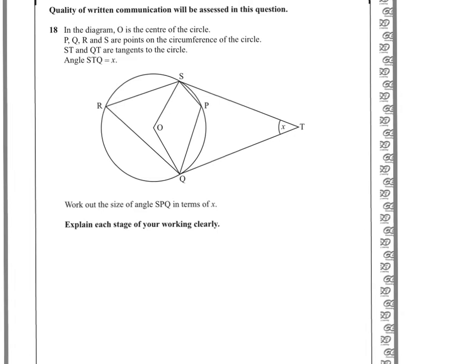So if we make a wee start on working out what we do know, we know that angle STQ is X degrees. We know that this is a right angle and that this is a right angle. I'll maybe just change the colour of the pen. So we've got this kite shape here, STQO, and you know that angles in any quadrilateral add up to 360 degrees. So angle SOQ is going to be 180, take away X.